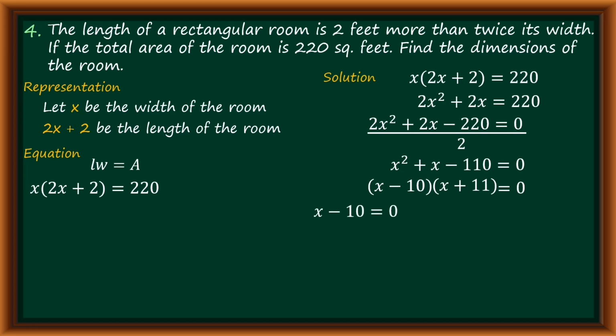Let us solve for the value of x. We have x minus 10 is equal to 0. Our first value of x is equal to 10. We have the next one. We have x plus 11 is equal to 0. Our second x is equal to negative 11.